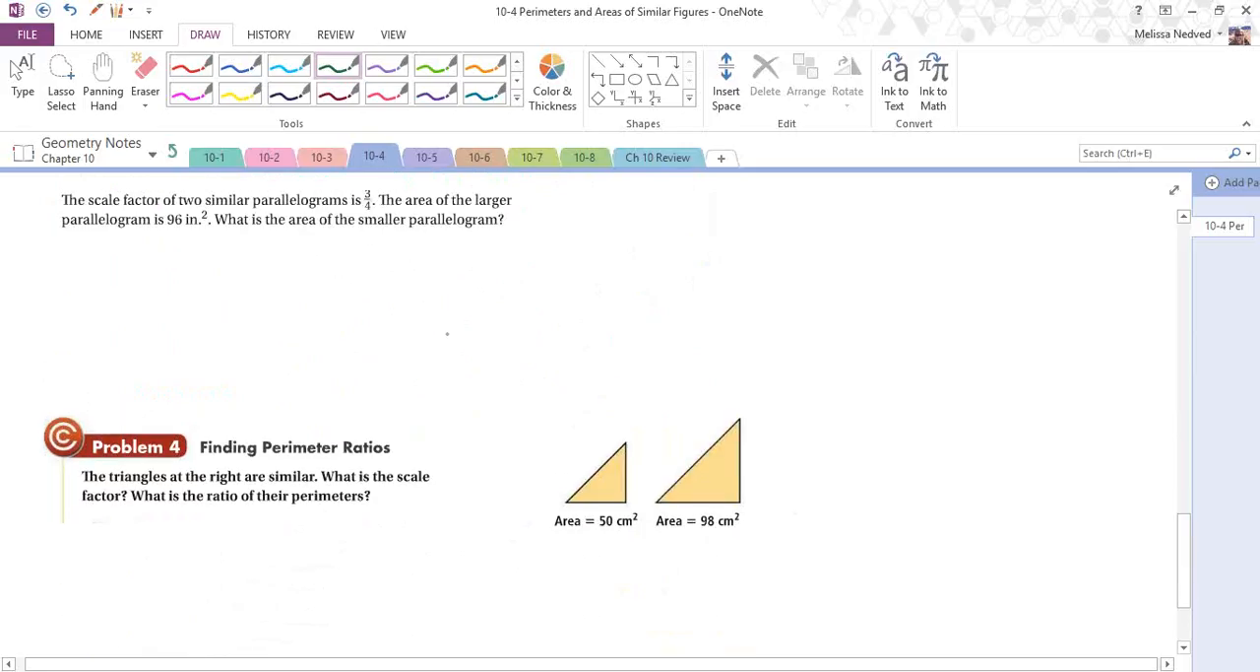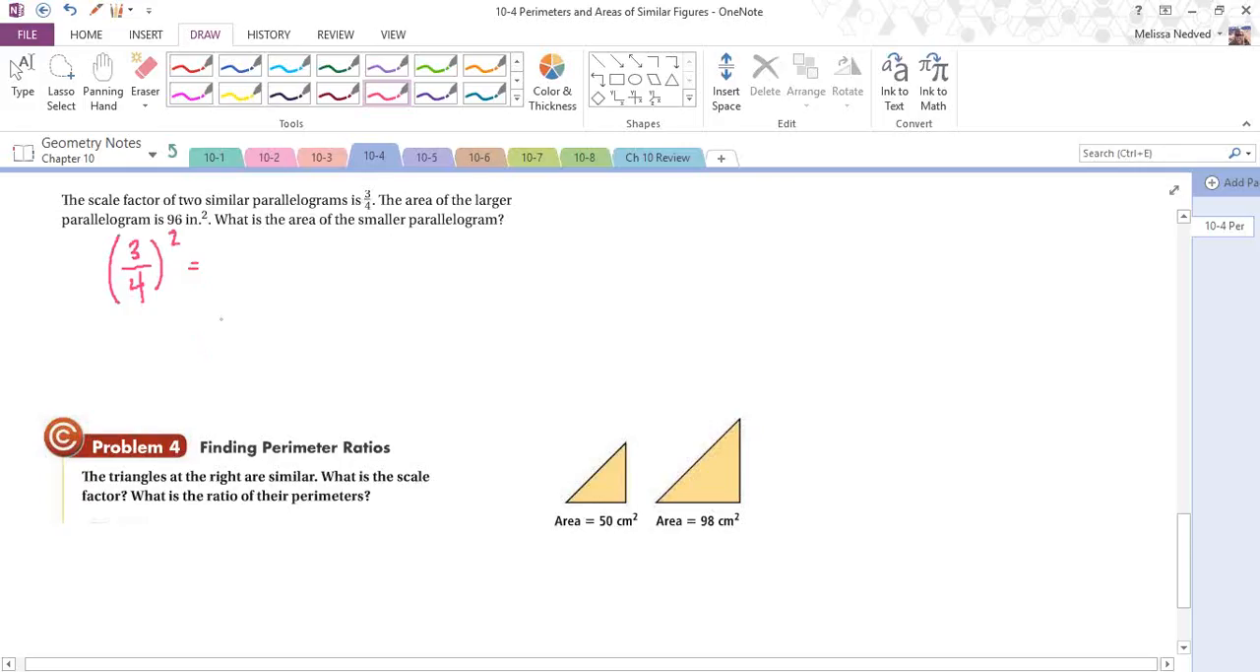The scale factor of two similar parallelograms is 3/4, or 3 to 4. The area of the larger parallelogram is 96 square inches. What is the area of the smaller parallelogram? So let's do the same thing we did in the last one to get started. Let's take the scale factor for their sides and find the scale factor for the areas.